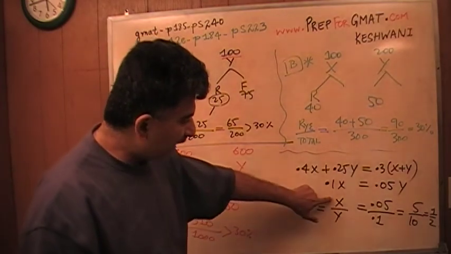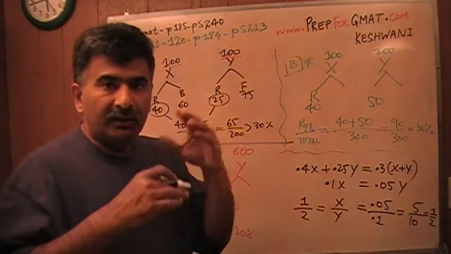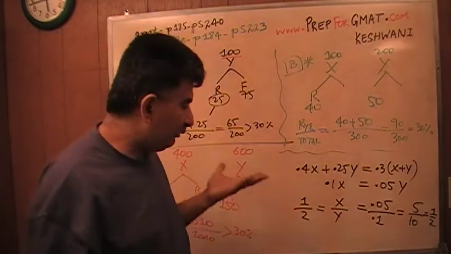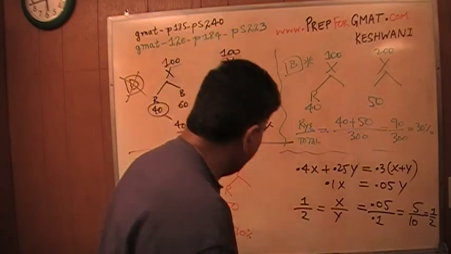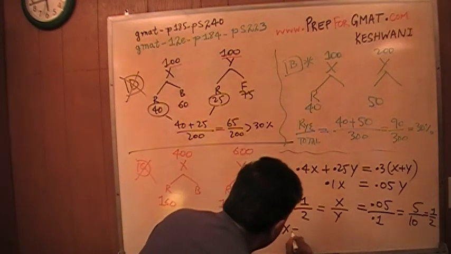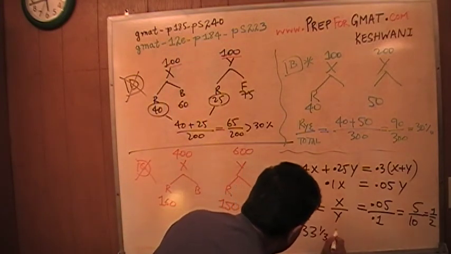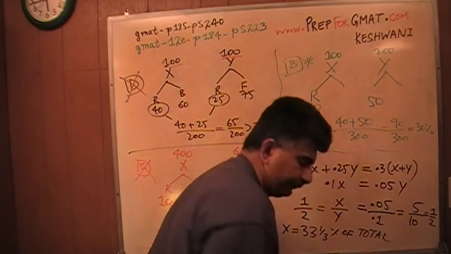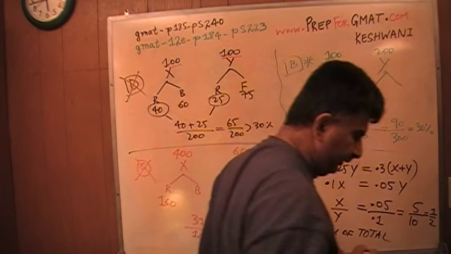For every 1 unit of x, we have 2 units of y, which means in the total mixture, x is only 1/3 of the total, y is 2/3. There you go, which is where your 33% is. X is 33%, 33.33% of total. That's all. Again, give me a second one more time.